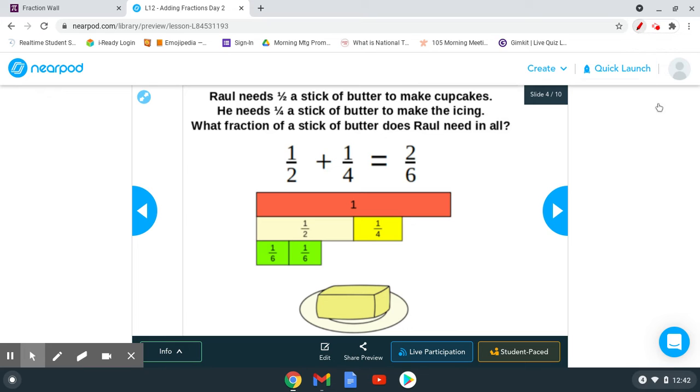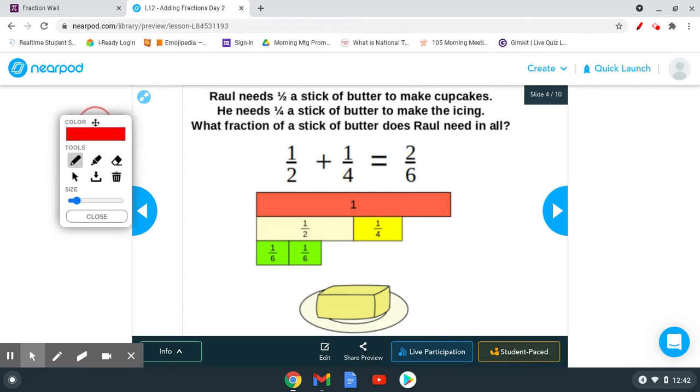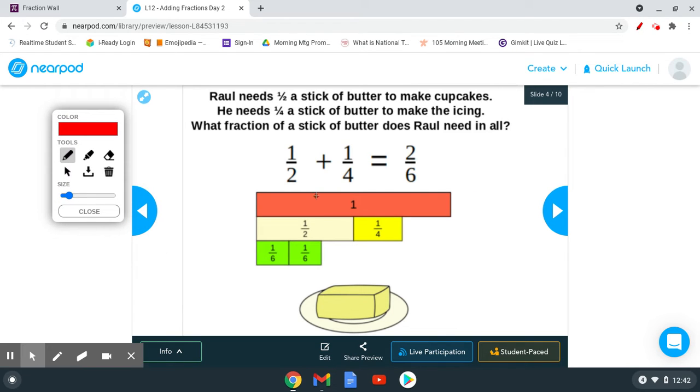So here in this problem, you can see that this student did 1/2 plus 1/4, and they got an answer of 2/6. So it looks like this student did the numerators plus each other and got 2, and did the denominators plus each other and got 6. So let's look below at this model to see what's actually happening and if this is a correct way of thinking.